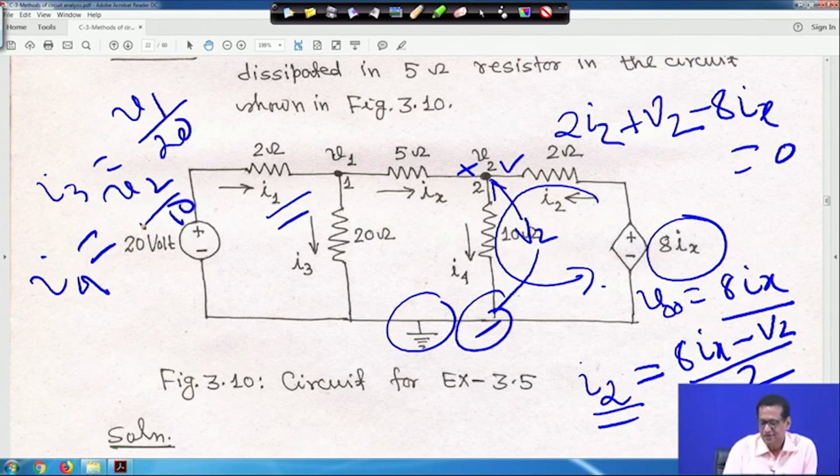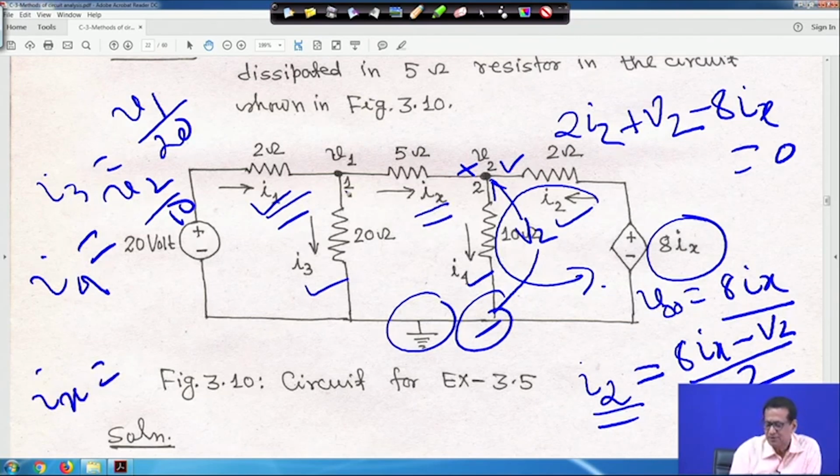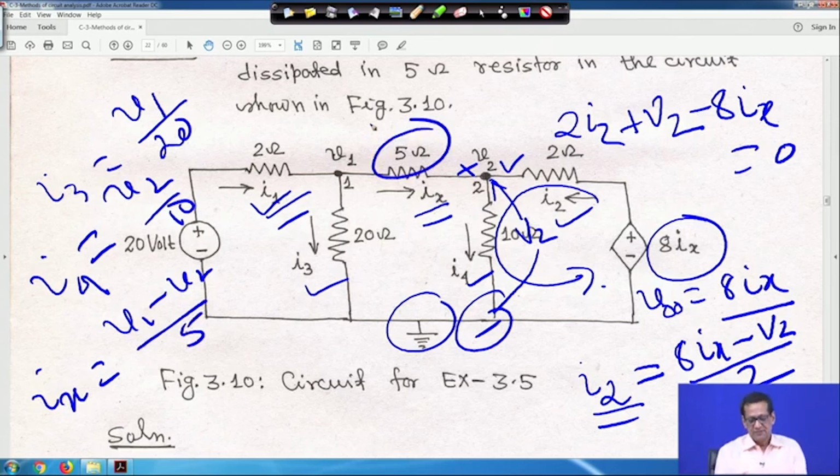So, all these things, I1, I2, I3, I4, how to get them in terms of V1 and V2, are explained. Next is Ix. This Ix is equal to the current moving from node 1 to 2. So, Ix is equal to (V1 minus V2) by 5, because this 5 ohm resistance is here. This Ix has to be substituted here, and see how to simplify. The rest is given there. After that, I will just show you the steps of the equations and how to solve them.